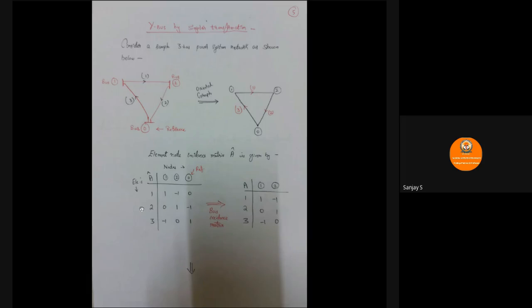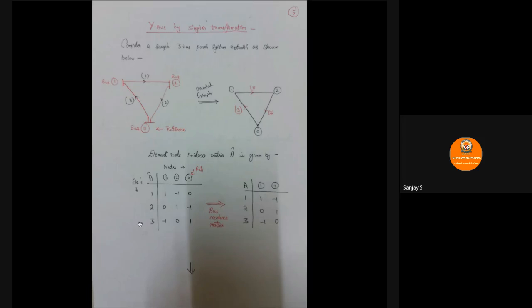Let us go to the second row. In the second row we are talking about the second element. So element 2 is starting at 2 going towards 0. So 2 will be positive, 0 will be negative. So here you can see in this row under 2 we write positive and under 0 we write negative, and node 1 is not involved, so put it as 0.